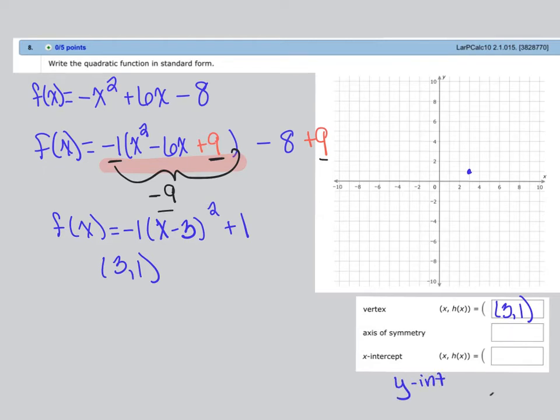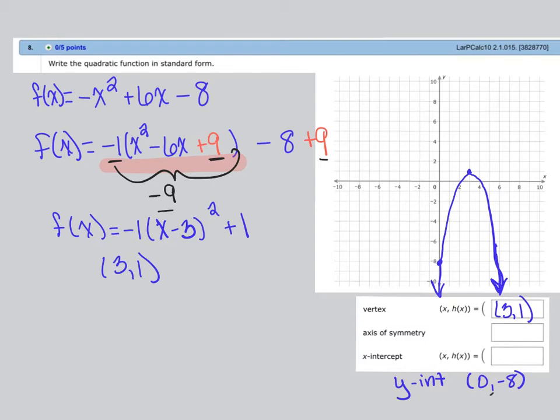What's my y-intercept? Good. So that's 0, -8. Okay, so I can draw my parabola. I do pretty well, and then I hit something.